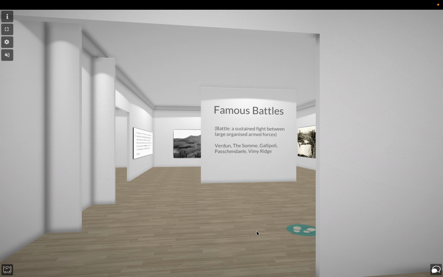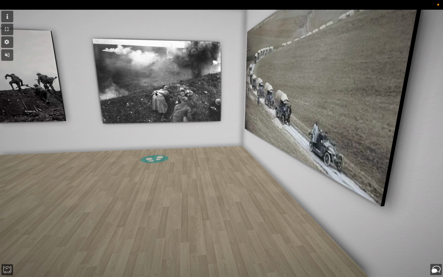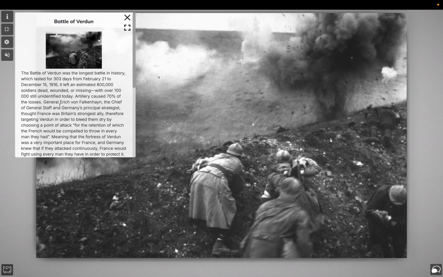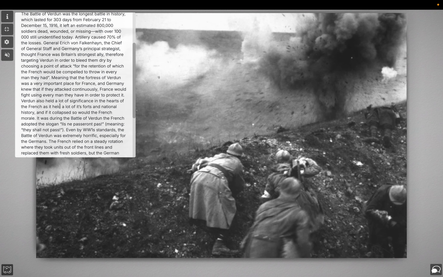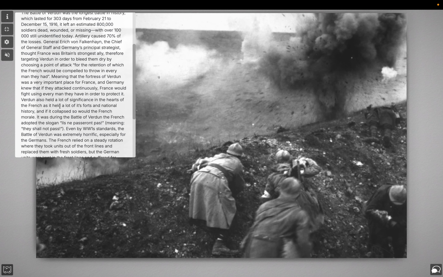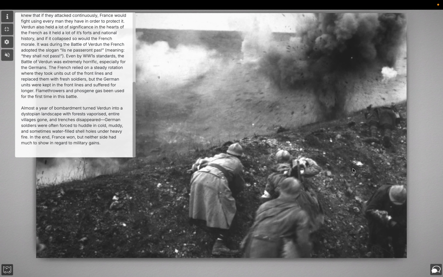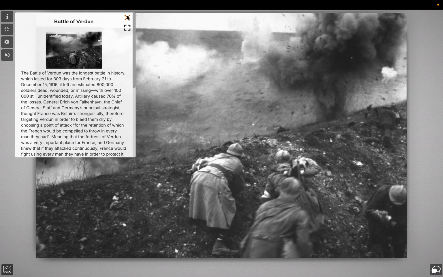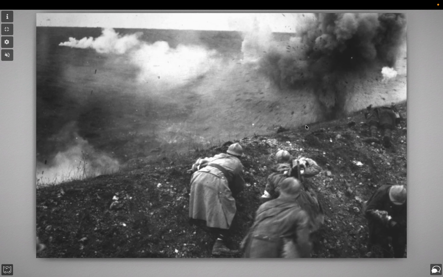Famous battles. So, this is my favorite room. Okay, so first we're going to talk about the Battle of Verdun. This is the longest battle in history, which lasted for 303 days. It was because France had this fortress town called Verdun, and they did not want to lose it, and Germany knew that, so they were trying to bleed France dry for ages. But France invented this slogan, "Ils ne passeront pas." So they did everything they could to stop Germany from passing, and it worked, because even though a lot of people died, they did protect Verdun in the end.